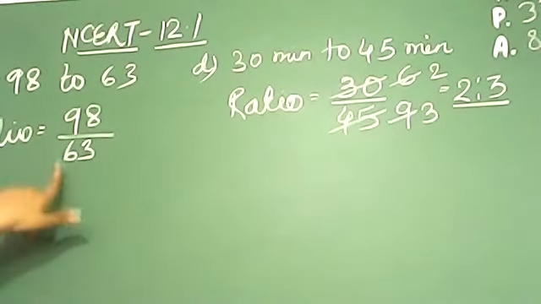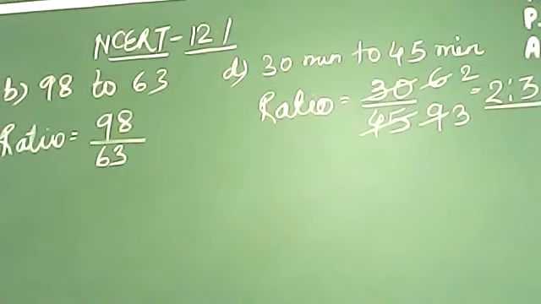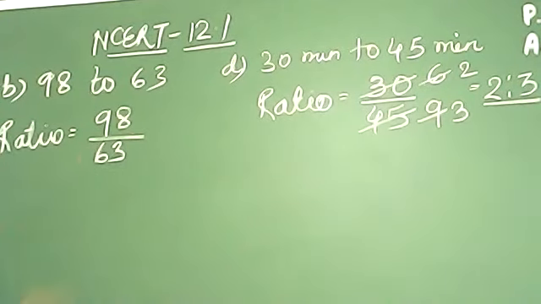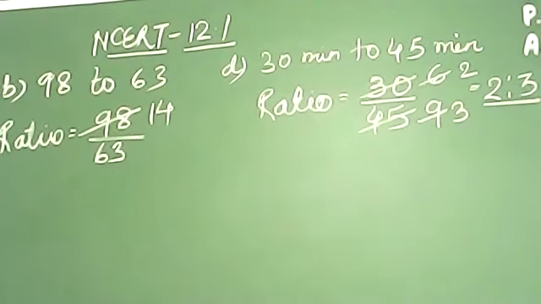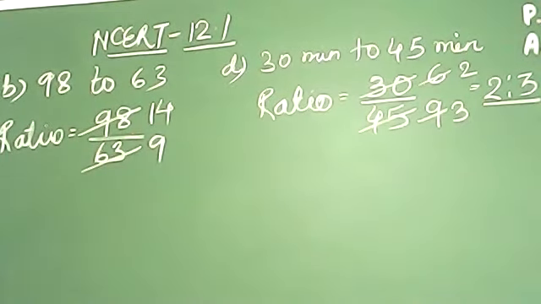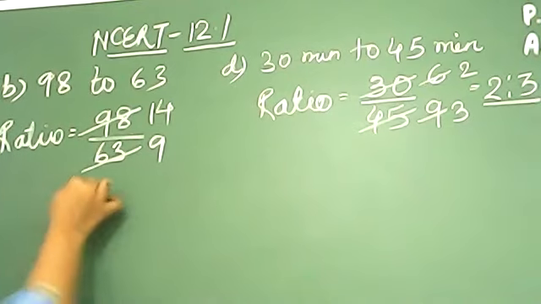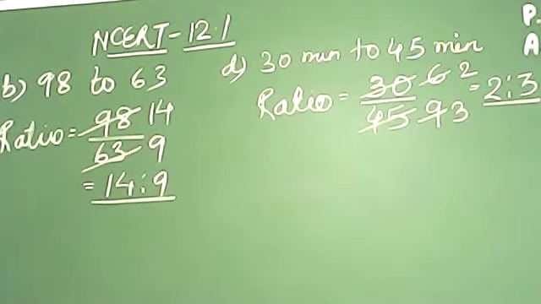Now think of a table which can cut this. 7. In the table of 7, 98 how many times? 14. Great. 7, 14. Yeah, you can call it 14 sevens. Yes, now 63. 7, 9. Now will it cut more? No. Final answer 14 ratio 9. Question is done.